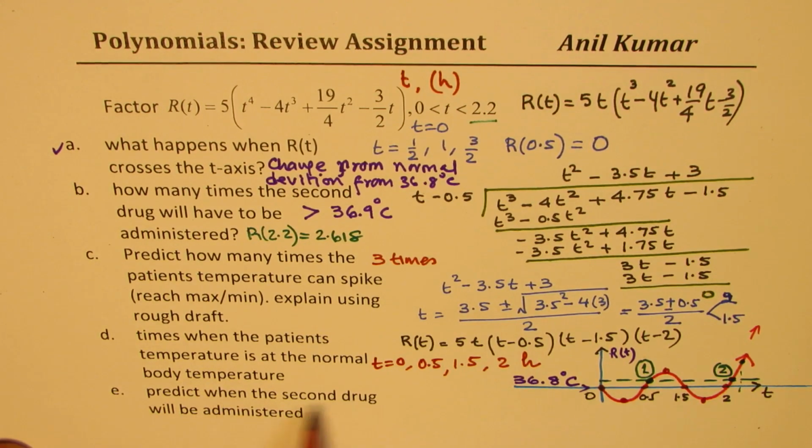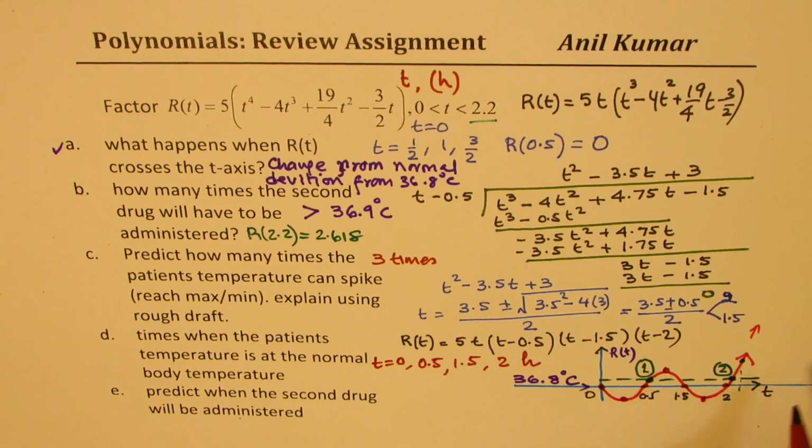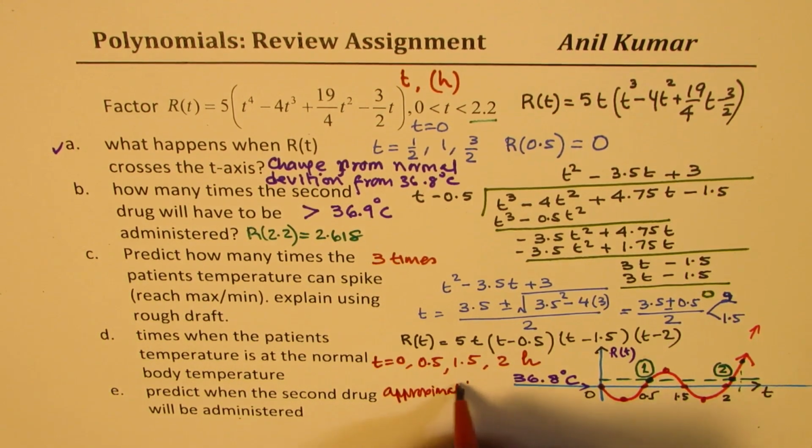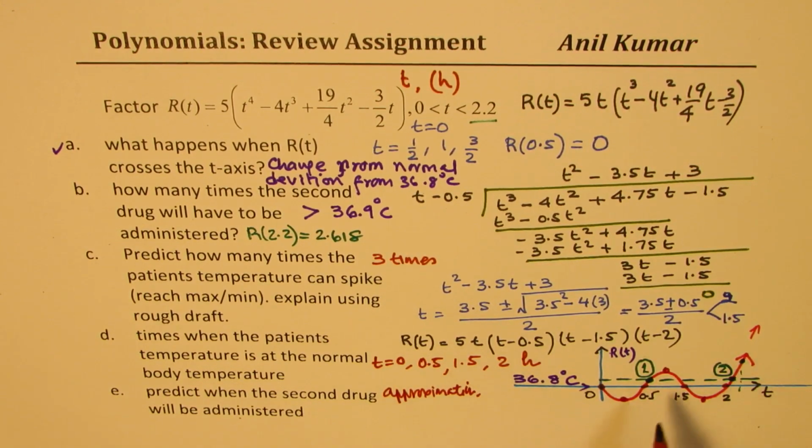Now E is predict when the second drug will be administered. So it seems that the second drug should be administered immediately after 0.5 from the graph, right? So immediately after 0.5, let us say 0.6. So what you could do here is an approximation. I'll not do these calculations, but what you could try is, 0.5 we know it is normal. You can try at 0.6. What is the temperature? Is it going beyond or not?